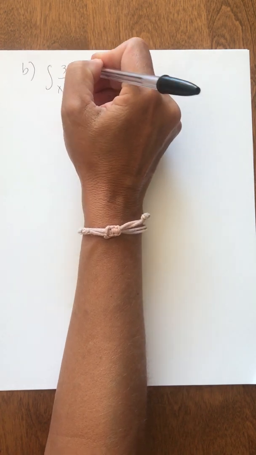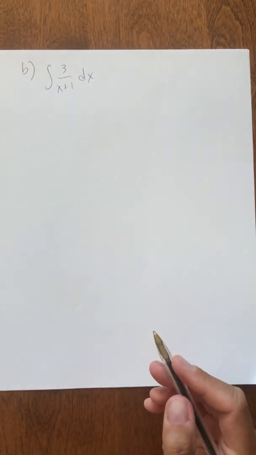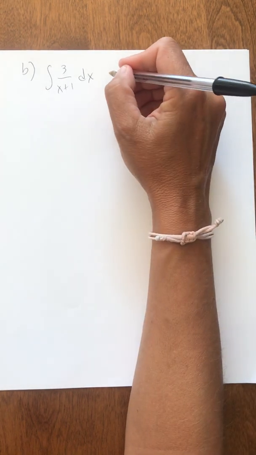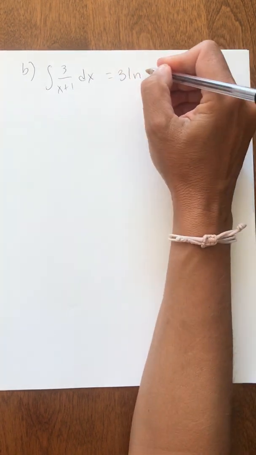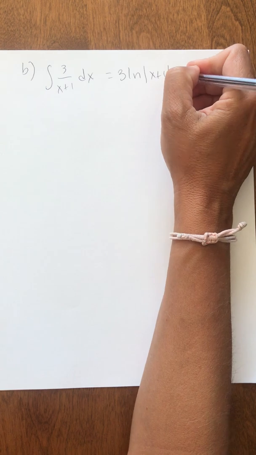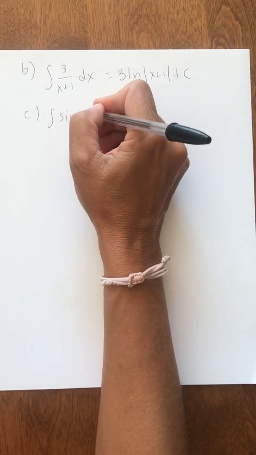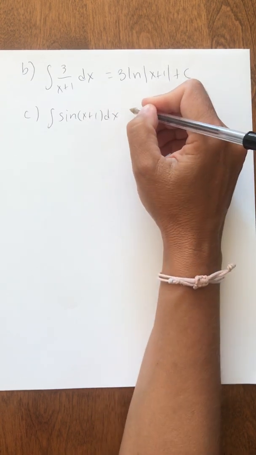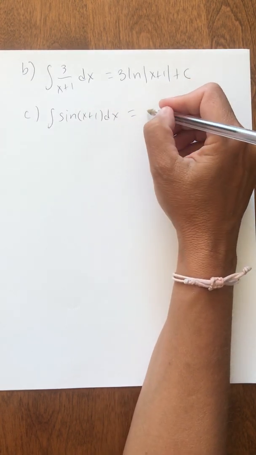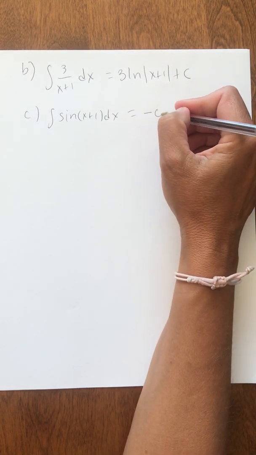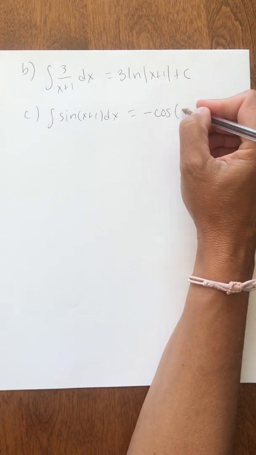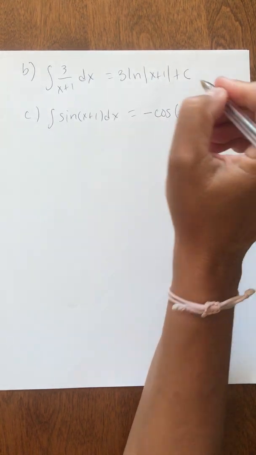All right, so just to quickly go through a few of these. 3 over (x plus 1): we know that the derivative of ln is 1 over, so when we take the antiderivative, we get 3 ln of (x plus 1). The antiderivative of sine of (x plus 1) is, well, the derivative of cosine is negative sine, so we have to account for that negative, plus c.